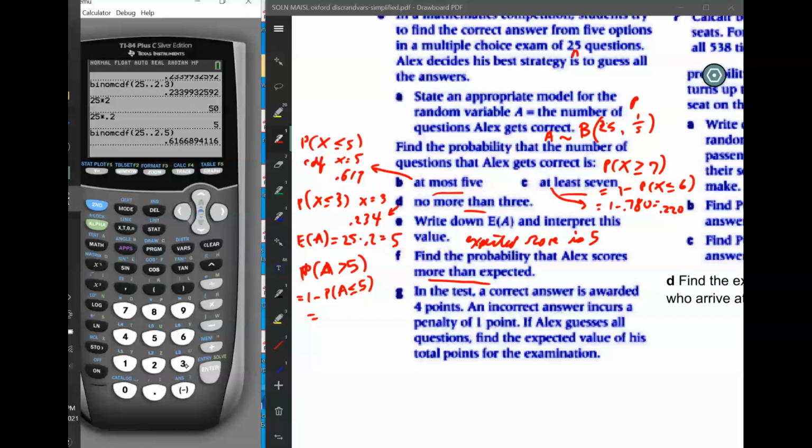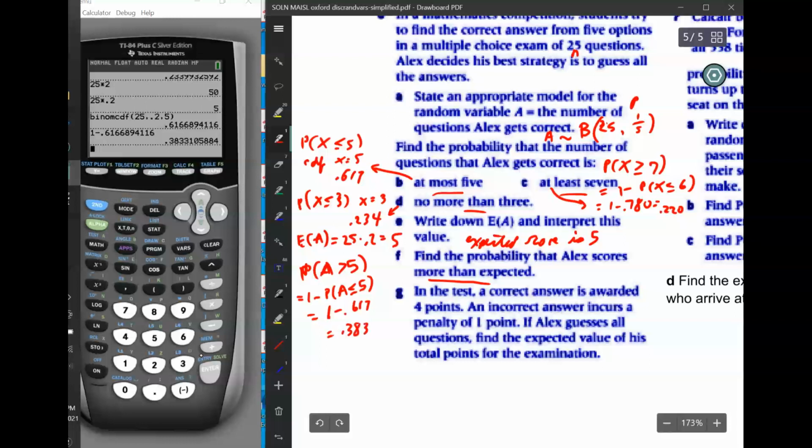Okay, and the answer is 0.617. Oh, it's 1 minus 0.617, because it's 1 minus the probability that A is less than or equal to 5. So 1 minus 0.617, so the answer is 0.383.